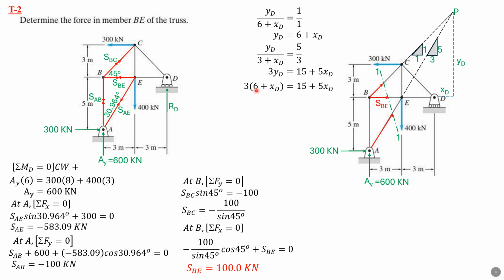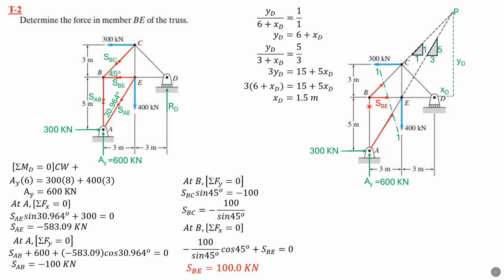3 times 6 is 18 minus 15, 3 here. 5XD minus 3XD is 2XD on the right. 3 over 2 is 1.5. So XD is 1.5 meters. Then the other way, let's find point P, considering point A as the origin.